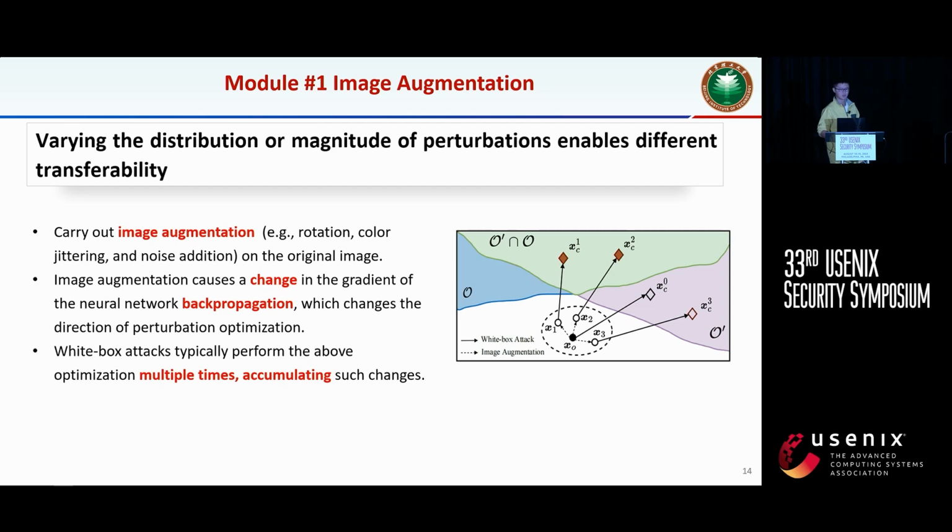So first is the module of image augmentation. Based on the observation that varying the distribution or magnitude of the perturbation enables different transferability, we perform a white box attack on the augmented image. Meanwhile, we set a reasonable perturbation constraint and appropriate substitute models for white box attack to balance the magnitude and the transferability of perturbation, which we'll discuss in the following module.